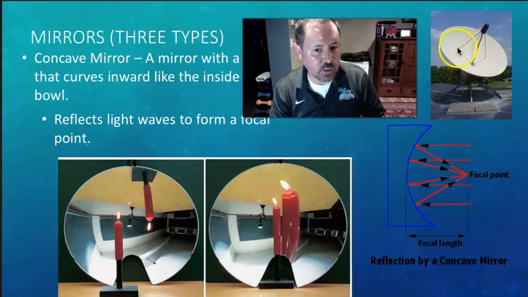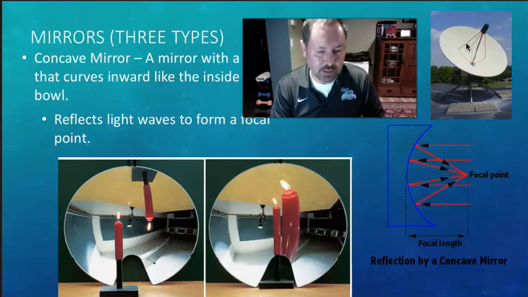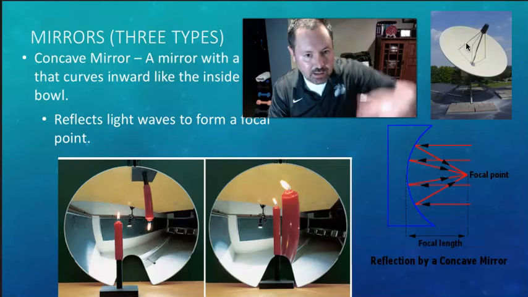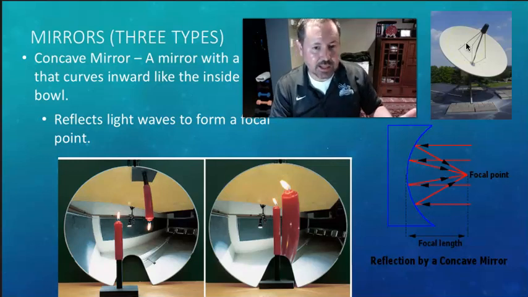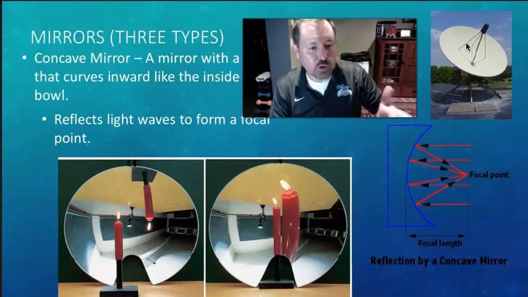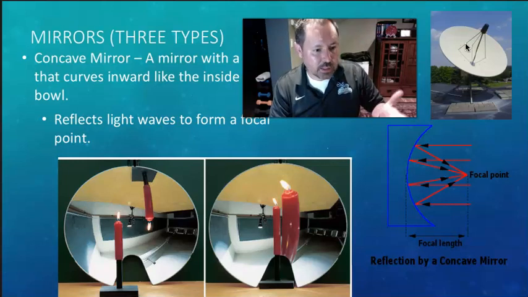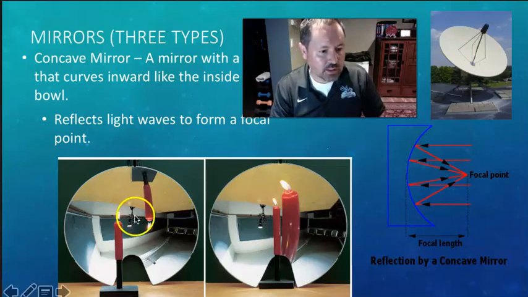And where does it reflect all the wavelengths to? A focal point. What's at the focal point? The antenna is at the focal point. You see that little black thingy there? That's the antenna, right? That is at the focal point of the mirror. So here's some examples of concave mirrors down here.